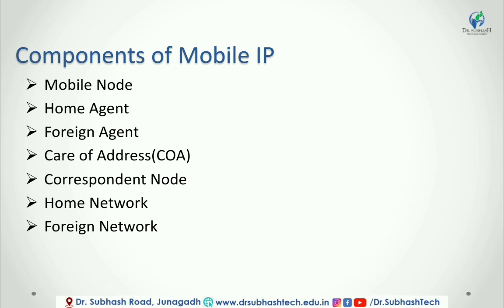Now we discuss components of mobile IP. Mobile IP includes mobile nodes. The mobile node is an end system or device such as a cell phone, PDA, or laptop whose software enables network roaming capabilities. Home agent.